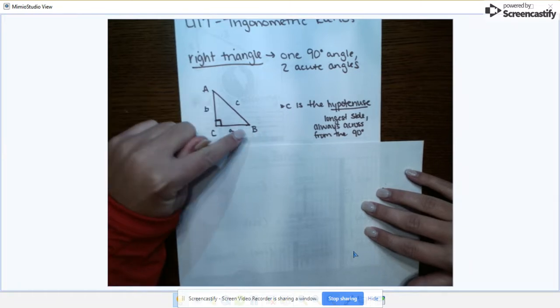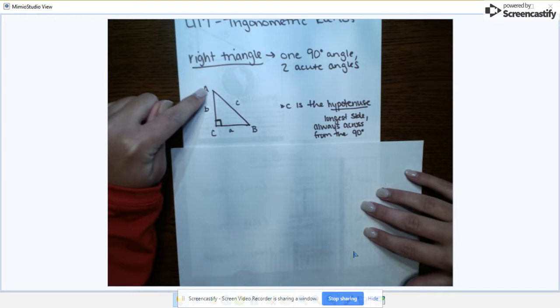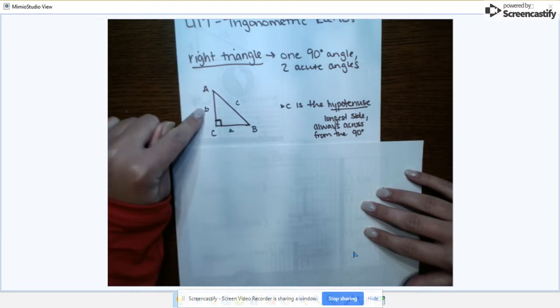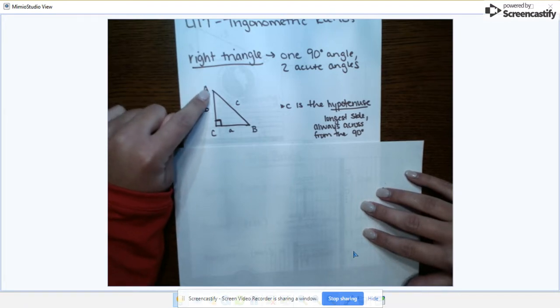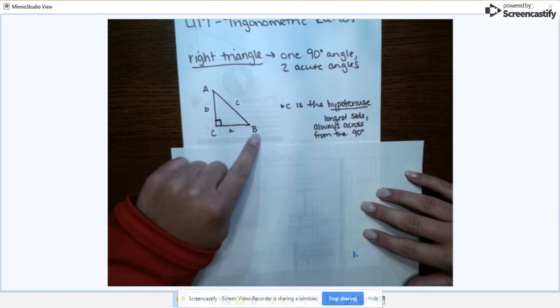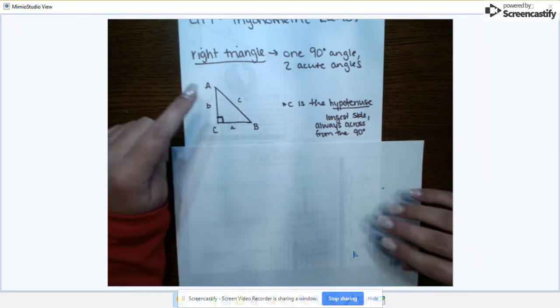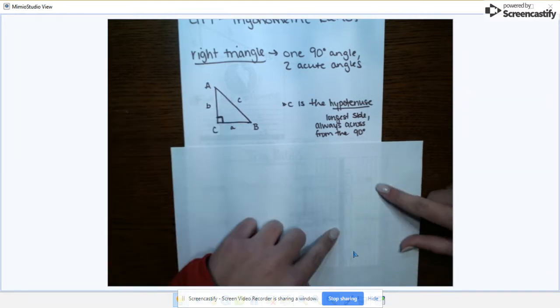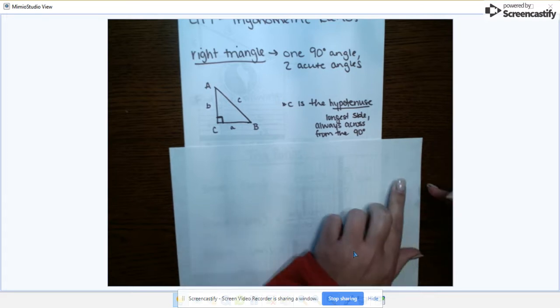All of our angles are labeled with capital letters, and then the sides are opposite of the angle, and they're labeled with lowercase letters. So here's capital A, that means angle A. Side length a is across the triangle. Angle B, side length b. Angle C, side length c. Okay, so little c, across from angle C, is what we call the hypotenuse. It is the longest side of our triangle, and it will always be across from that 90-degree angle.